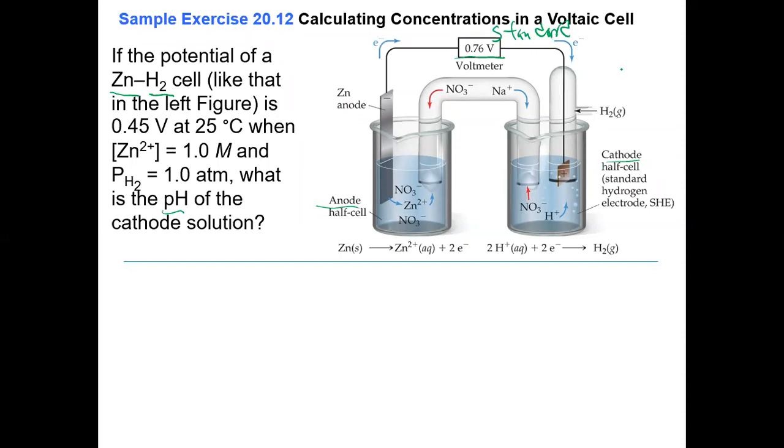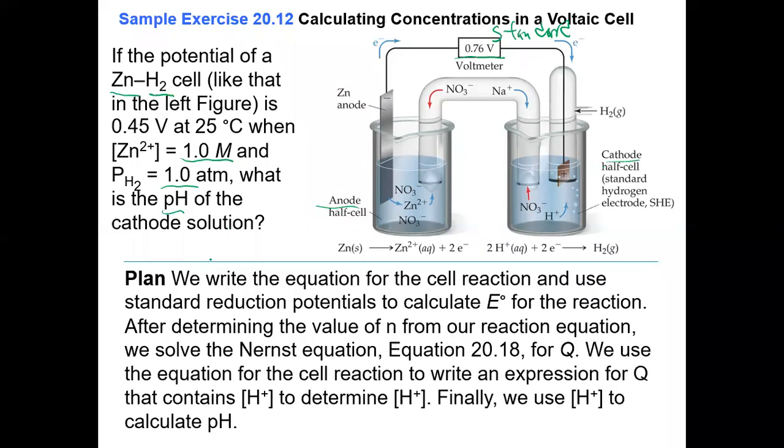Okay? So here you have something standard. So your zinc ion concentration is 1.0 molar. Your partial pressure of H2 gas is 1.0 atm. But you don't know what the concentration of H+ is. So therefore, we can calculate the H+, and then we can calculate the pH.